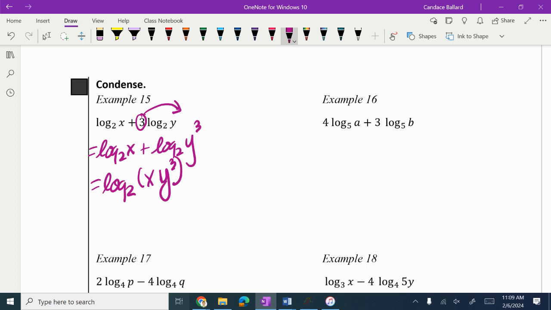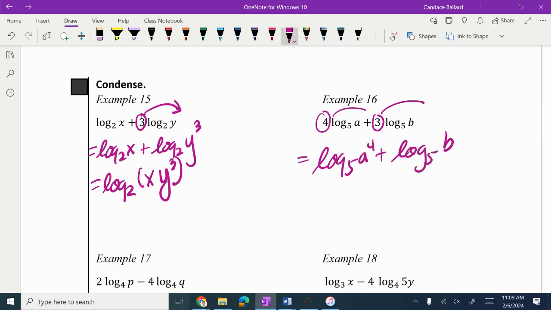All right, let's check it. What do I have to do with the coefficients in front? Make them exponents. So I've got log base 5 of a to the 4th plus log base 5 of b cubed. What does addition turn into? Multiplication. How many times am I going to write log? 1 time. So log base 5 of a to the 4th b cubed. Make sure you put it in parentheses. That's just a notation thing. So make sure it's inside parentheses.